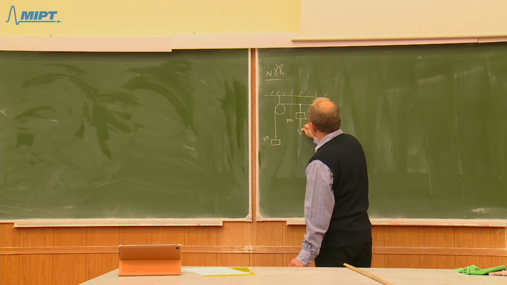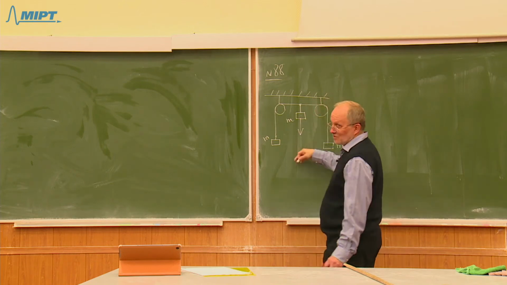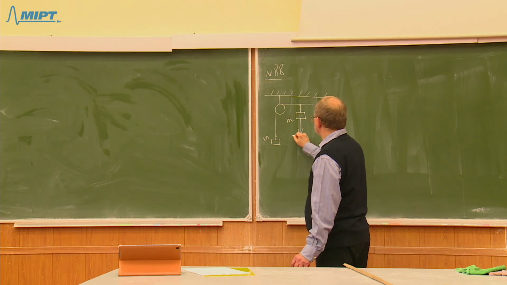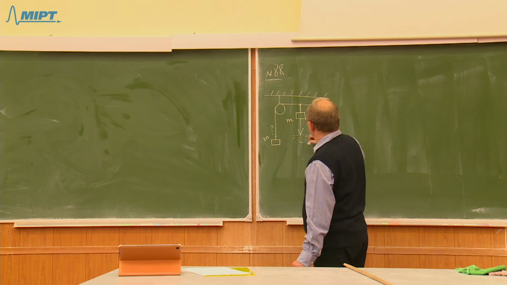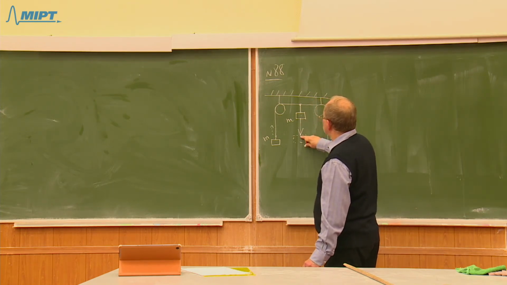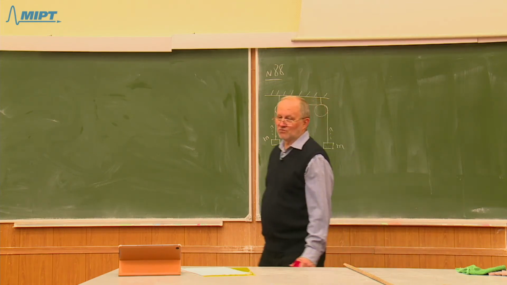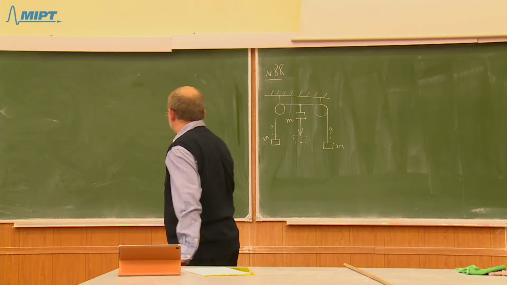It will go down some distance, and after some oscillations, it will stop in a certain position. And these two weights will certainly go up some distance. So we have to find at what distance this third weight will go down. What will be the displacement of this central body? The distance between the axes of the pulleys is given.